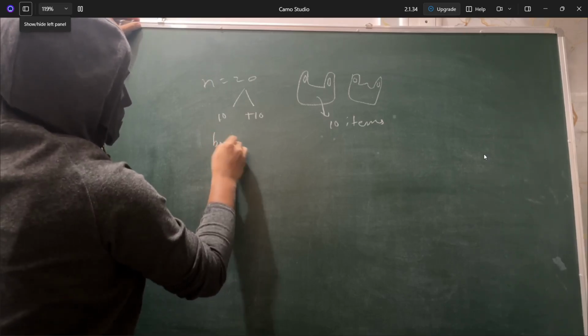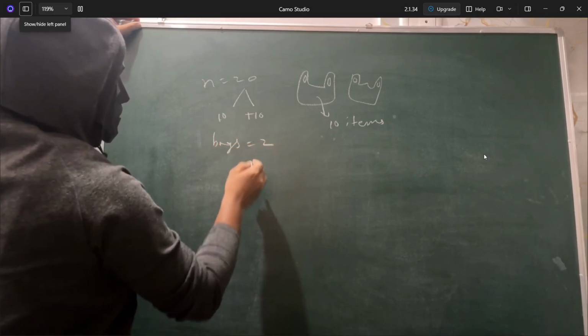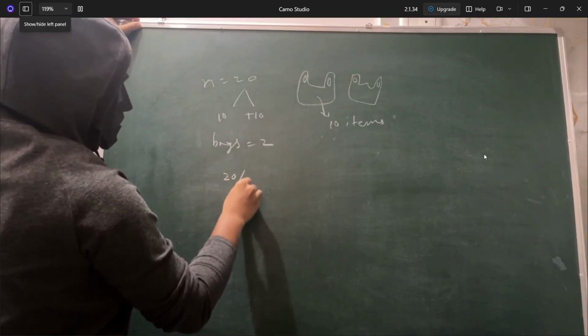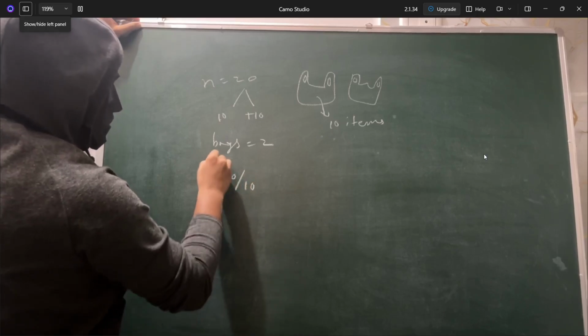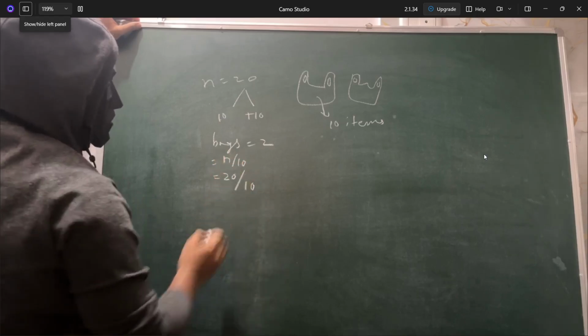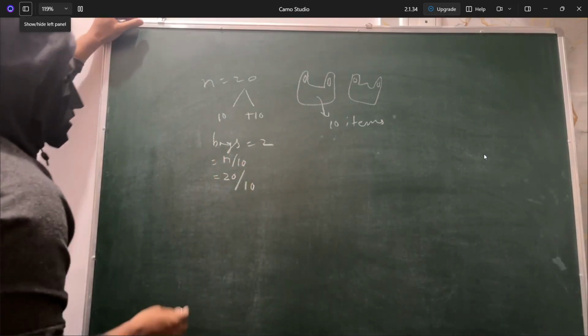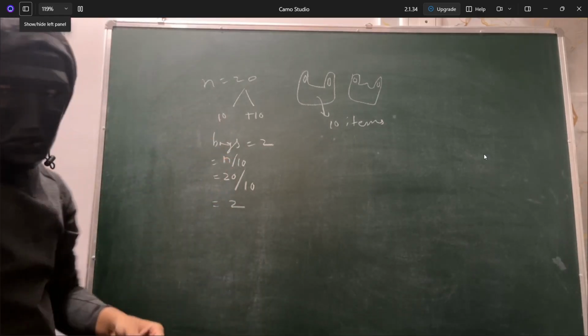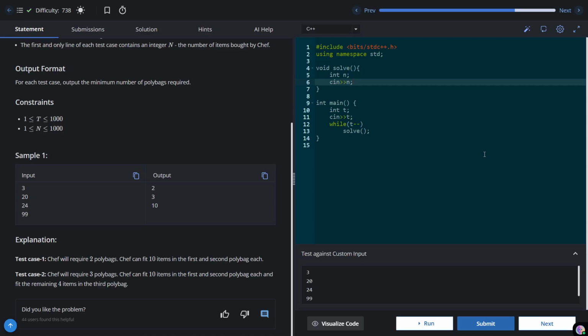So bags purchased will be 2. And how do you find this? Basically you do 20 by 10. What is 20? 20 is n, and what is 10? Since each bag carries only 10 items, so you do n by 10. So in this case your answer is 2. This is how you get 2.